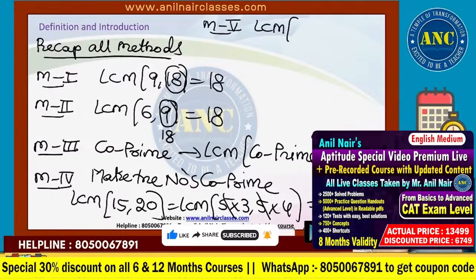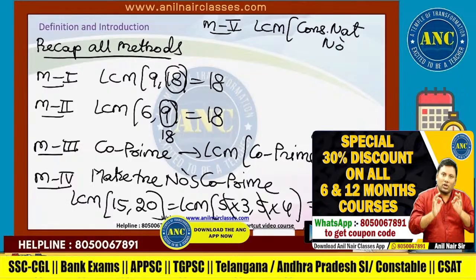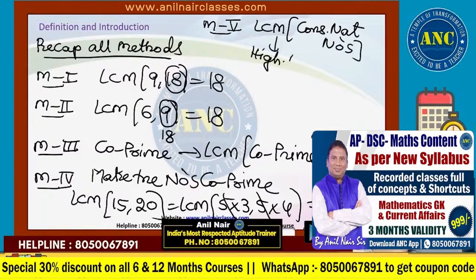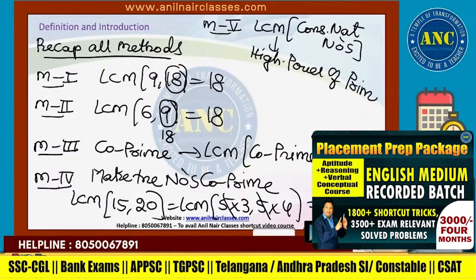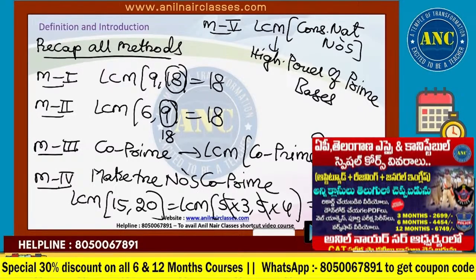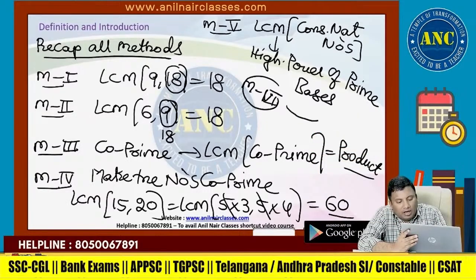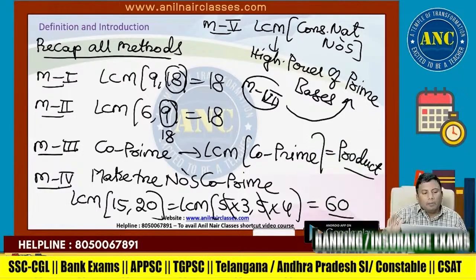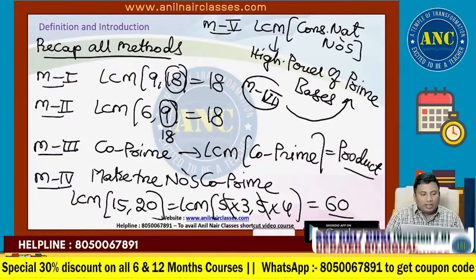LCM of consecutive natural numbers: take the highest power of prime bases. Method 6, the same method when the numbers are prime numbers. Method 1, method 2, method 3, method 4, method 5 and method 6.